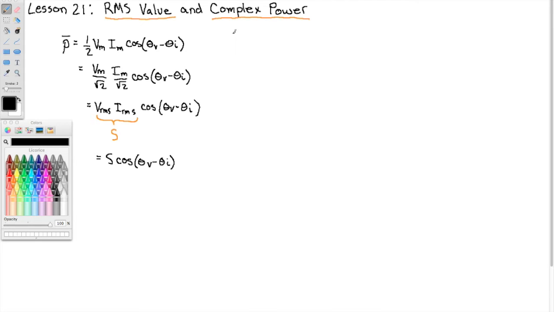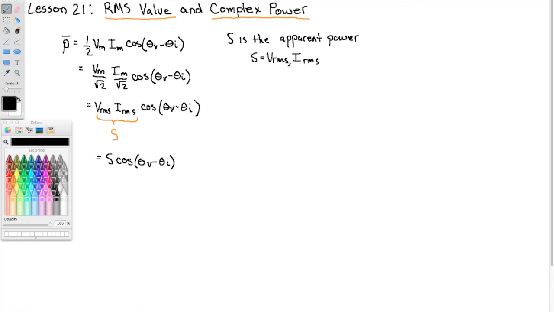And the idea here is that S is called the apparent power. Again, S is the RMS voltage times the RMS current. It's the apparent power because if we're thinking in terms of DC, it's apparent that the power should be the voltage times the current. Right? So here we go. We've got a voltage times the current. We're going to call that apparent power.